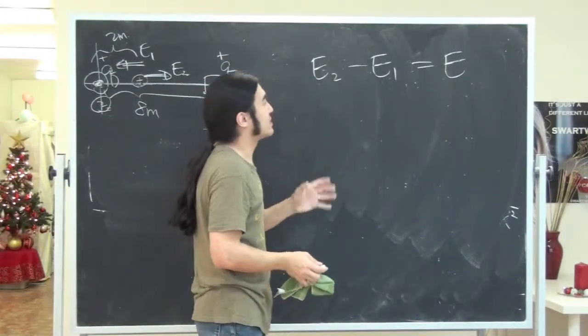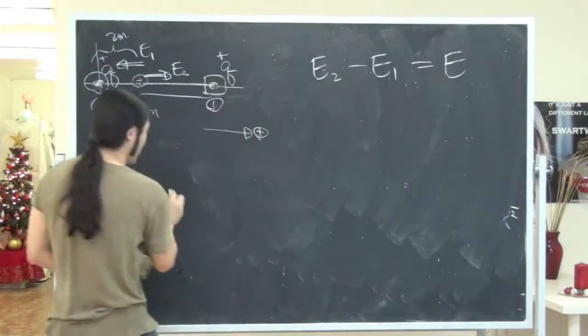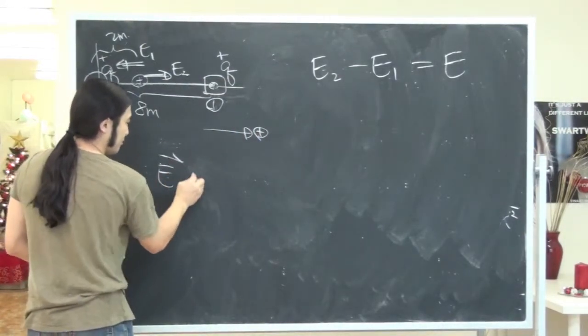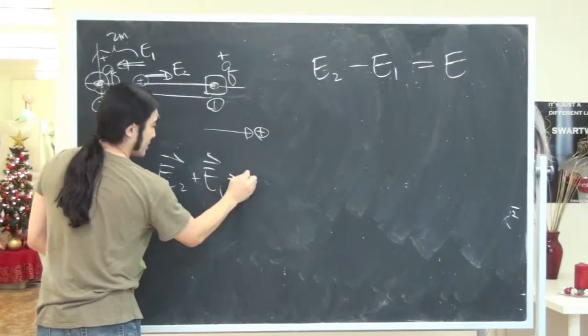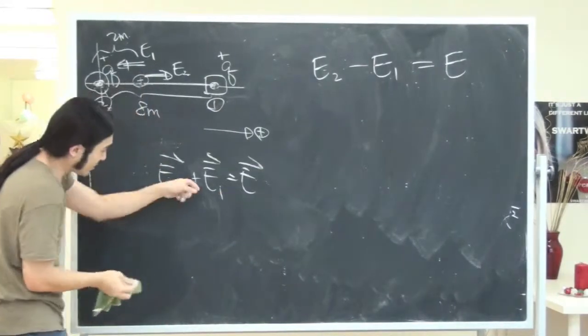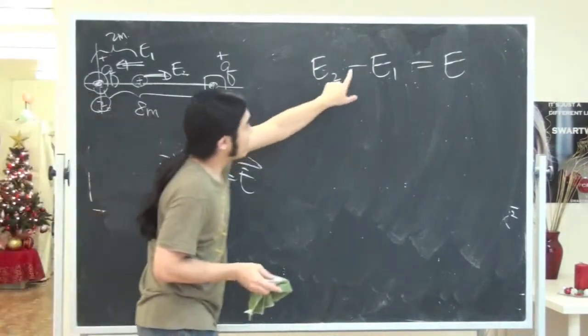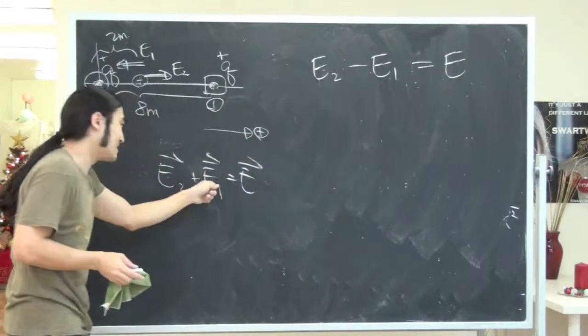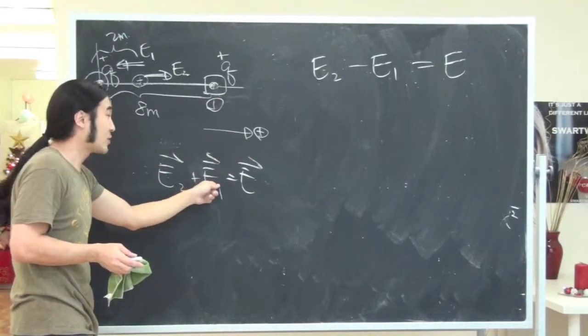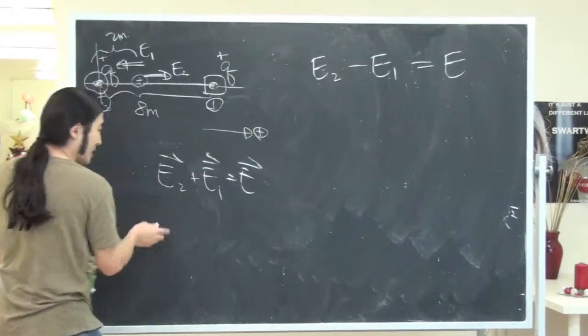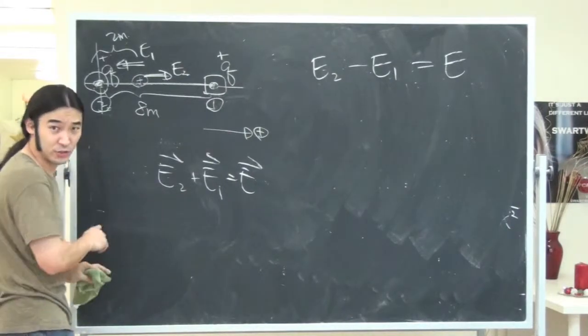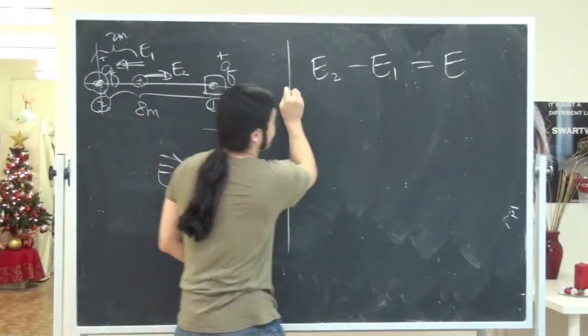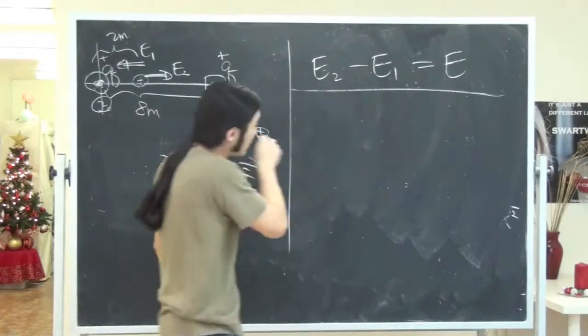If you really want to be exact on this, the vector notation would literally be E2 plus E1 is equal to E. The reason why there's no minus here is that you would put that negative as a direction inside of this guy. So this guy would code for both direction and magnitude. We'll compute it and I'll show you how to change it. So let's run with this.